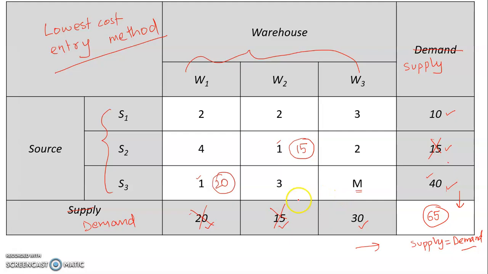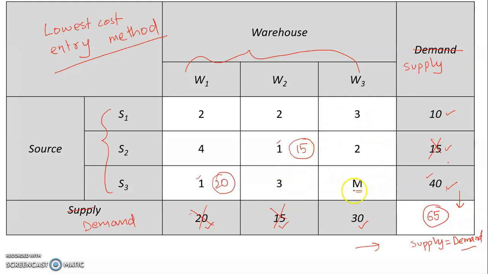I am now going to search again for the lowest cost cell. This two is lowest, this two is lowest, this two is lowest. But I cannot make an allocation in this two because W2's demand has already been satisfied. Here also I cannot, W1 demand has already been satisfied. Here also I cannot make any allocation because W2 demand is satisfied. In this two, I cannot make an allocation once again because S2 doesn't have any unit to ship. So the only cell left is this 3 right here.